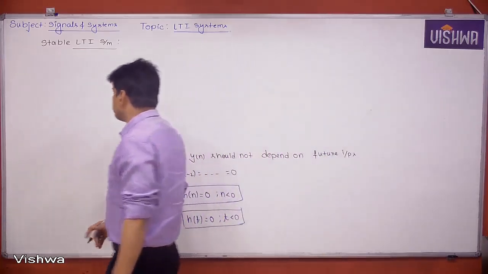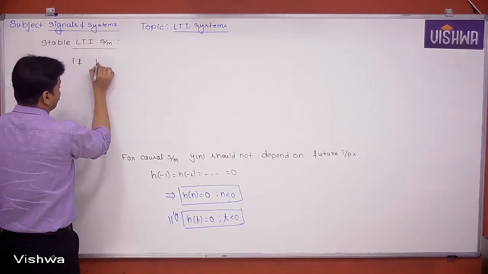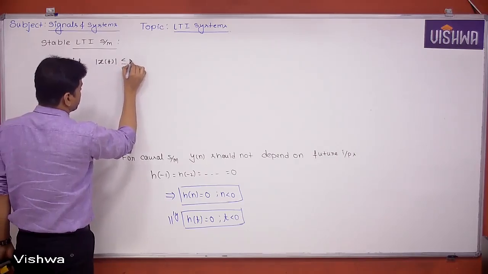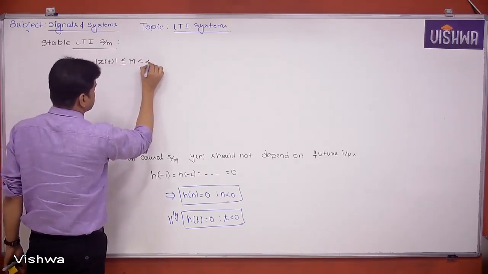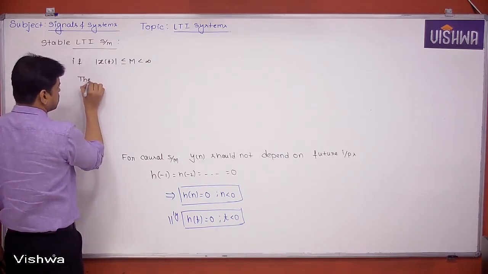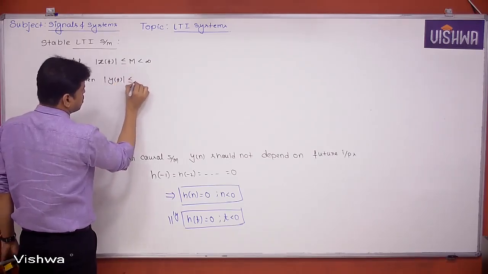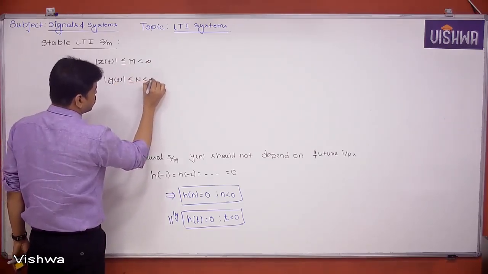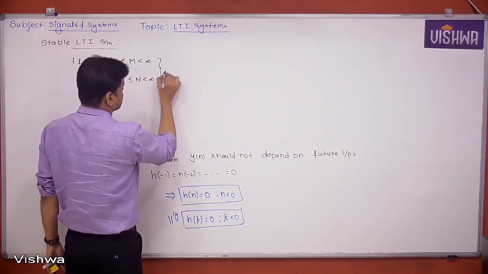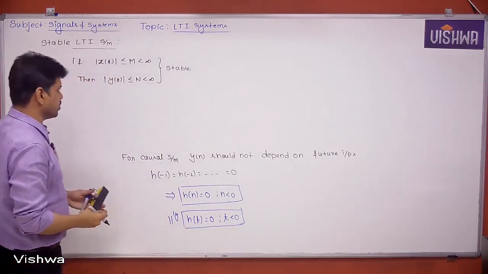That's what we know. That means, I can write: if mod x of t is bounded, mathematically that means less than or equal to some maximum value, and less than infinity, then if y of t is also less than or equal to some maximum value n and that value should never be infinity. If these two conditions are satisfied, then we can say the system is stable. That's what we can say. Okay.